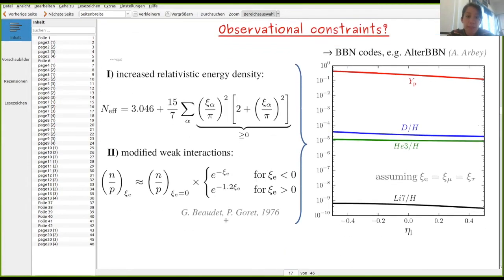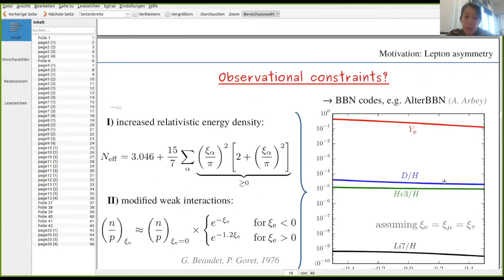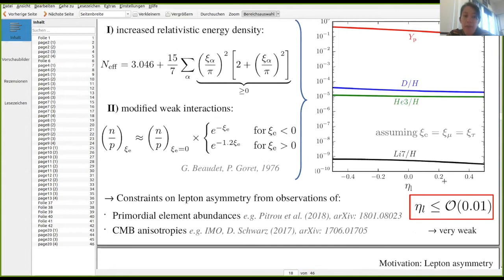Both of these effects, the enhanced N effective and the modified weak interactions, have a direct impact on the abundances of primordial elements. So in this plot here, I'm showing the abundances of helium, deuterium, tritium, and lithium-7 as a function of the lepton asymmetry. And I'm assuming here equal chemical potentials for the three different flavors. I will comment on this assumption in a bit. And now you can obtain constraints on the lepton asymmetry by directly measuring these primordial element abundances.